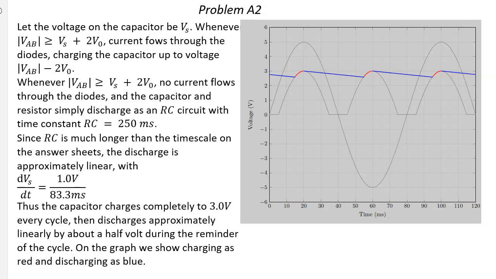Thus, the capacitor charges completely to 3.0 volts every cycle, then discharges approximately linearly by about a half volt during the remainder of the cycle. On the graph we show charging as red and discharging as blue. So that was the solution for question C, and that was problem A2.